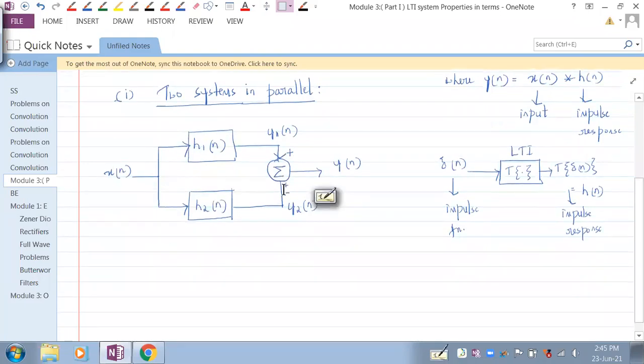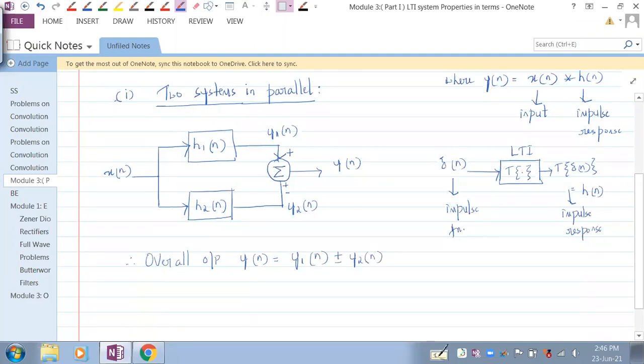So the overall output y of n is given by what? y1 of n is the output of the first system, y2 of n is the output of the second system, and y of n is the output of the overall parallel system. Understand that? So the overall output would be y1 of n plus or minus the second output, y2 of n.